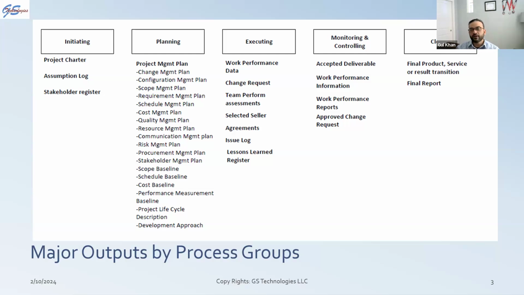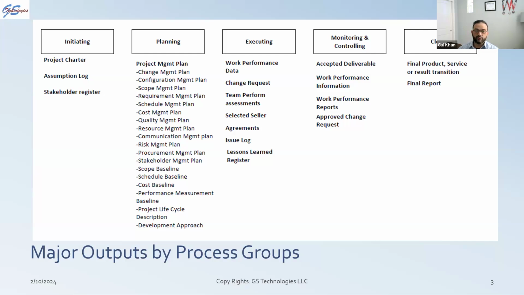The next one in executing, as I mentioned, is that we will have all the documents that we produce, whatever the artifacts are, the outputs of the planning phase that we have already created, that is going to be here. Some of those are very simple, and people may think, why are these coming in the executing phase, why not in the initiation phase? Those are selected seller or agreements. These are the certain cases when the whole purpose of your project is just a selection of your seller or vendor management.